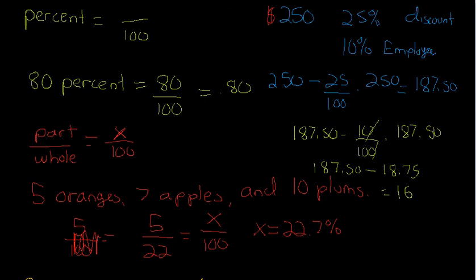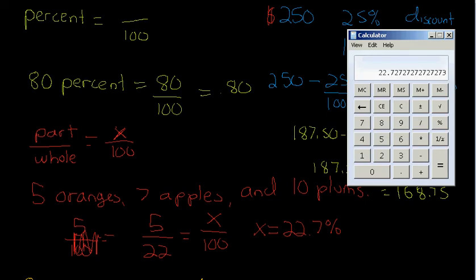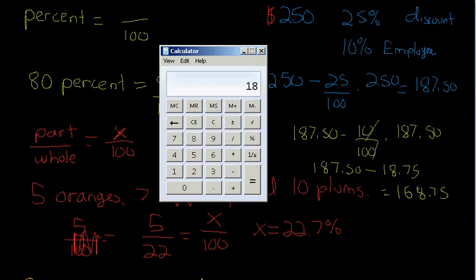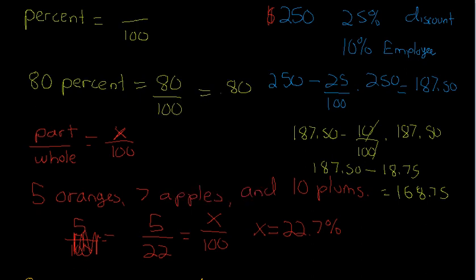187.5 minus 18.75 is 168.75. Let me just double check that. I'm not completely sure. Yep, 168.75. Okay.